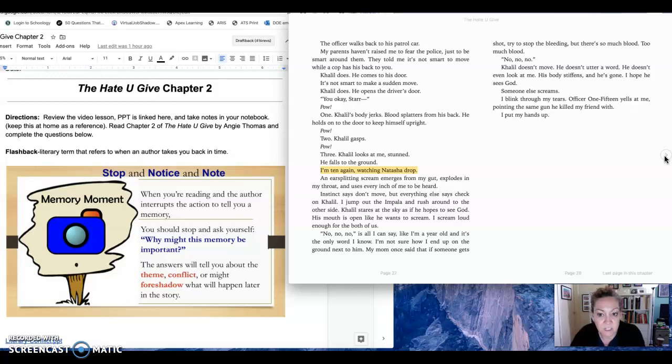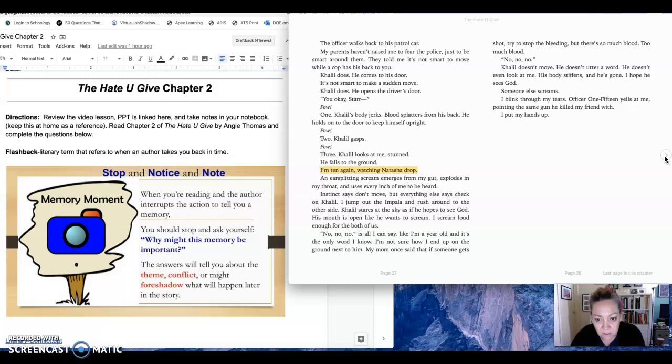My parents haven't raised me to fear the police, just to be smart around them. They told me it's not smart to move while a cop has his back to you. Khalil does. He comes to his door. It's not smart to make a sudden move. Khalil does. He opens the driver door. You okay, Star?